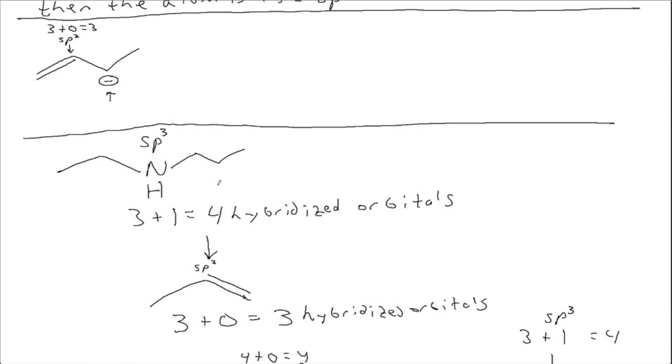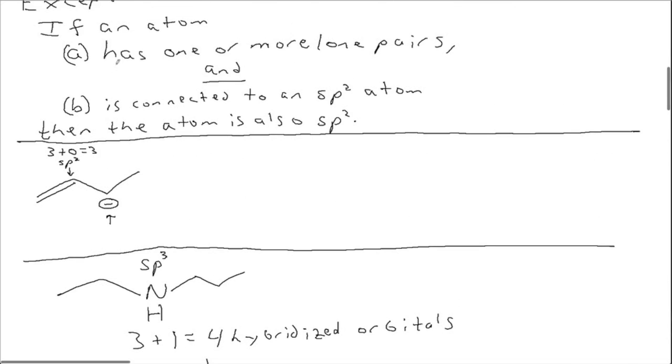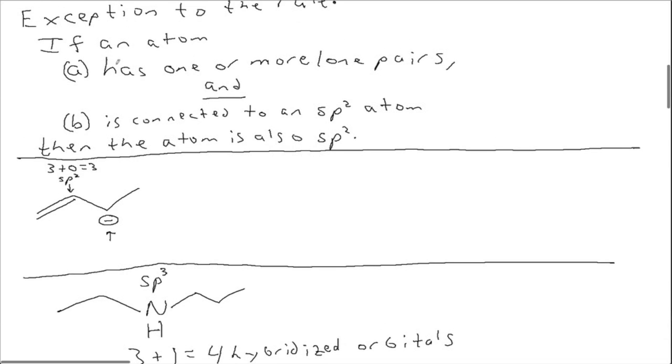So does this atom have any lone pairs? Yes, one lone pair. So it meets this. And is this atom connected to an sp2 atom? Yes. Yeah, so it meets that. So according to our exception, this atom is also sp2.